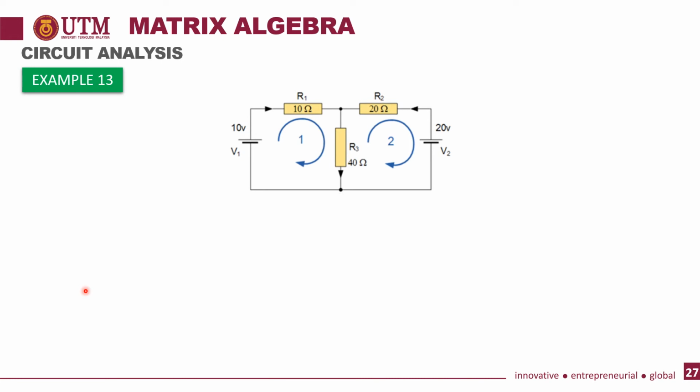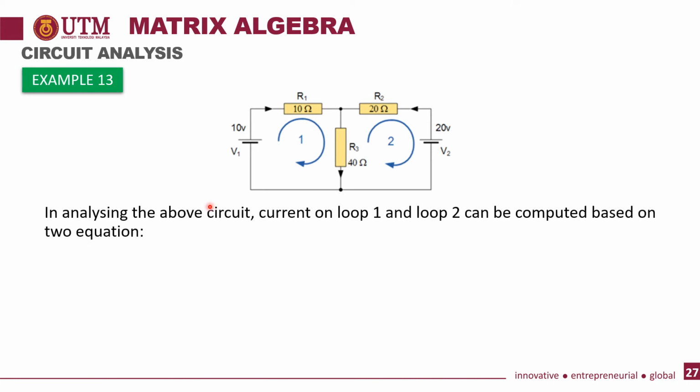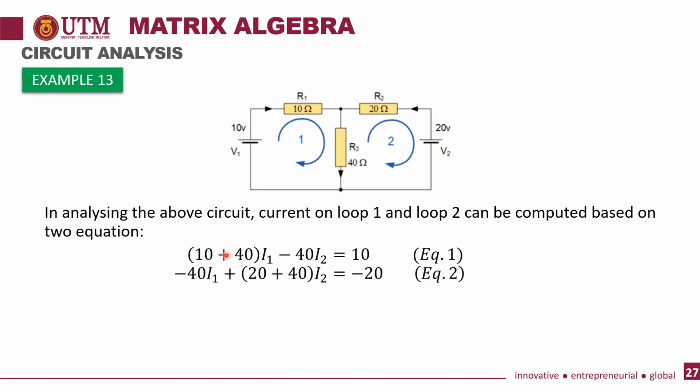Example 13. You are given this circuit. In analyzing the above circuit, the currents on loop 1 and loop 2 can be computed based on two equations. They give you the equations, and right now they want you to find the values of I1 and I2. You already learned this in your electrical technology subject, so you must know how to create these equations based on this circuit. In order to find I1 and I2, you can just use a similar way to the previous example.